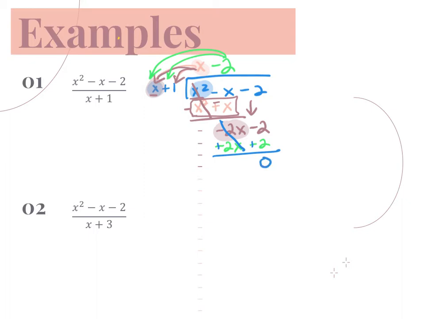So how come negative x plus x was negative 2x? Because it was negative x plus a negative x. I changed the sign and added. We're going to do a whole bunch, okay? So this is my answer. X minus 2, and there's no remainder.